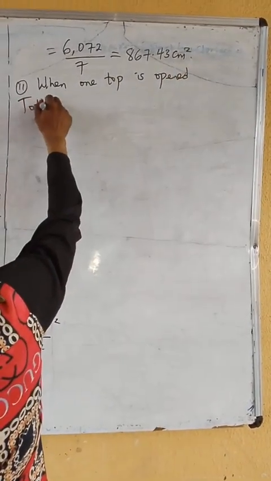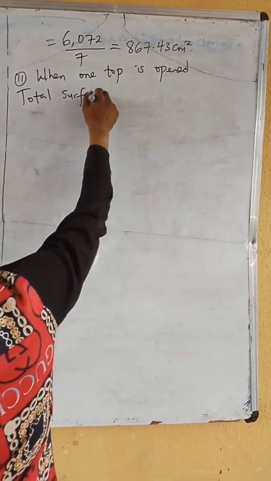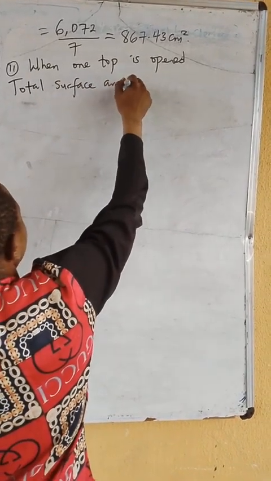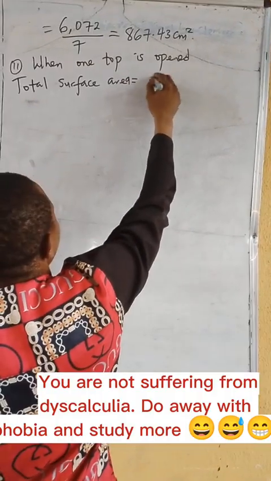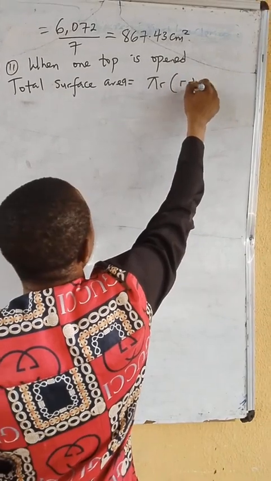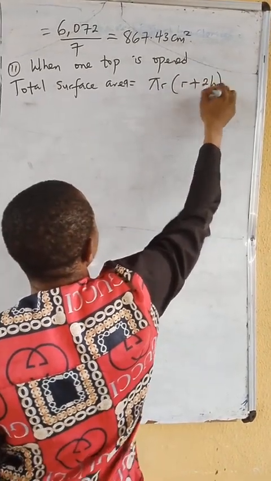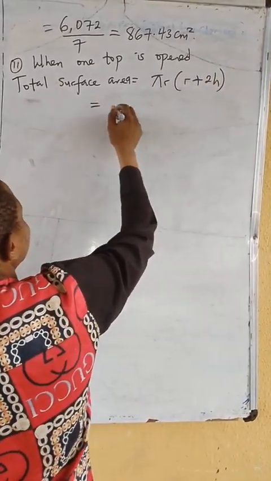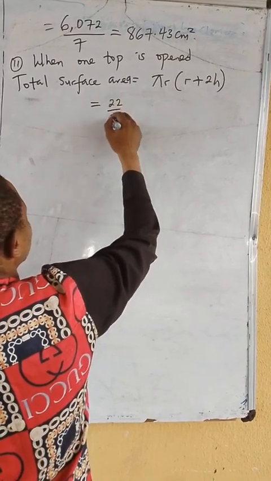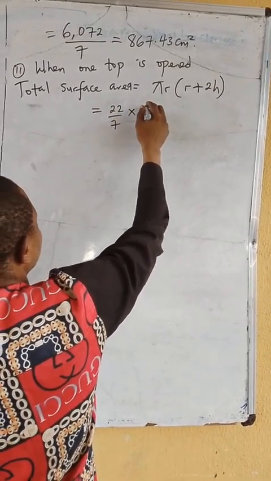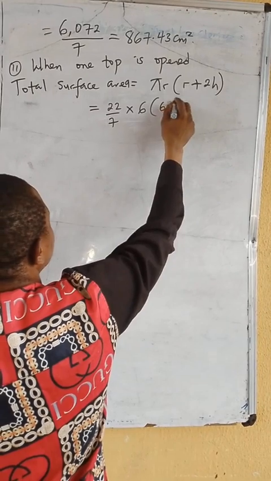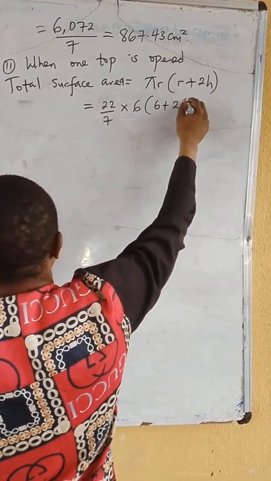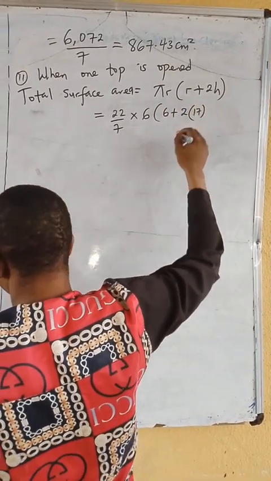Then the second condition is when one top is opened. Total surface area is equal to pi r in bracket of r plus 2h. Don't forget that our pi is 22/7 and our radius here is 6. In bracket of 6 plus 2 into bracket, our height here is 17.